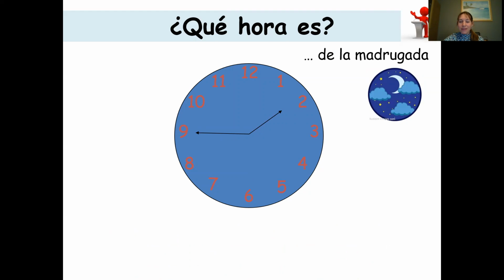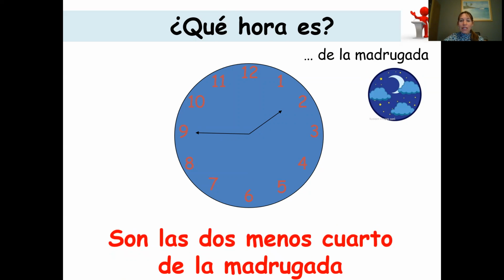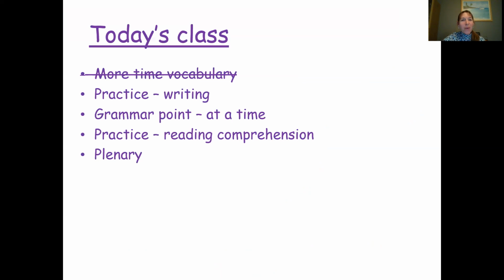¿Qué hora es? Son las 2:45 de la madrugada. ¿Tu turno? Muy bien. And that's 1:45 in the very early hours of the morning. That's another way we might say it, the very early hours of the morning. Okay, so I've introduced to you now a little bit more vocabulary about how to talk about the part of the day that we're talking about.